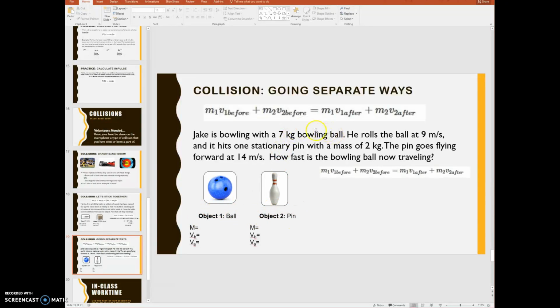I'm going to assign my objects a number so I don't get those confused. There are lots of values and units in my word problem, so my first step is always to organize. So I'm going to put a picture, I might label object 1 as the ball, and I'm going to start to find this information.